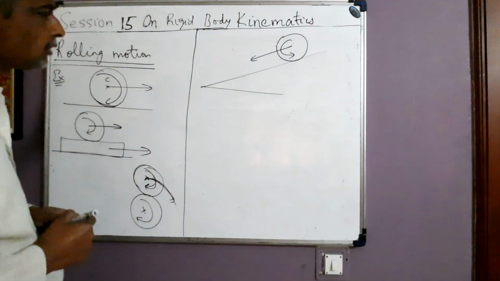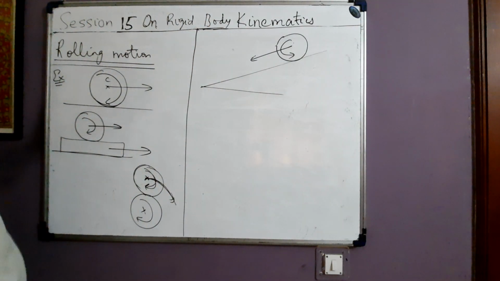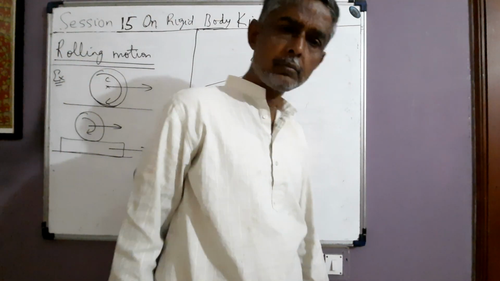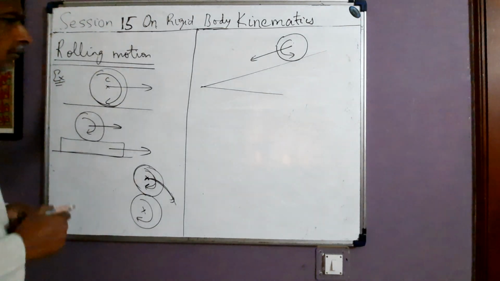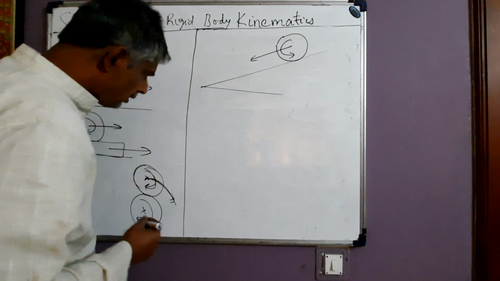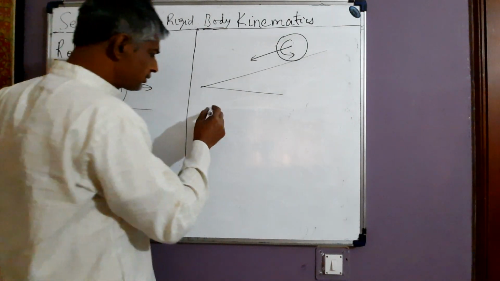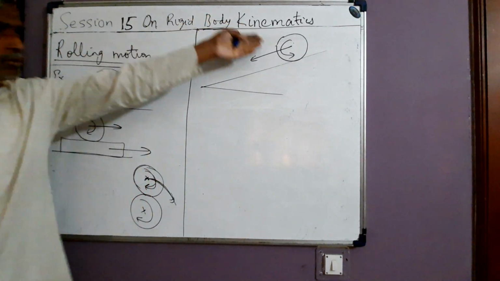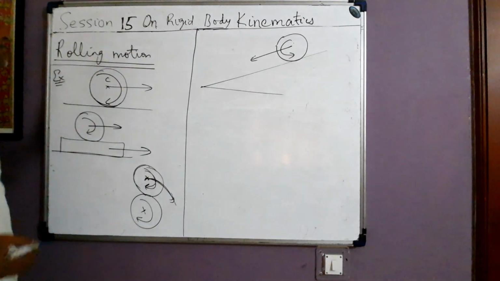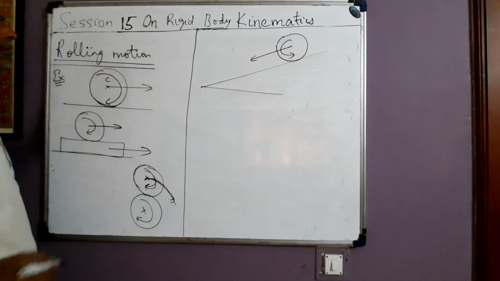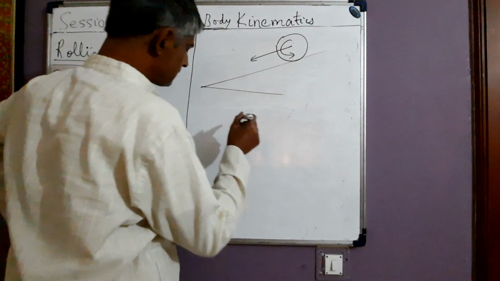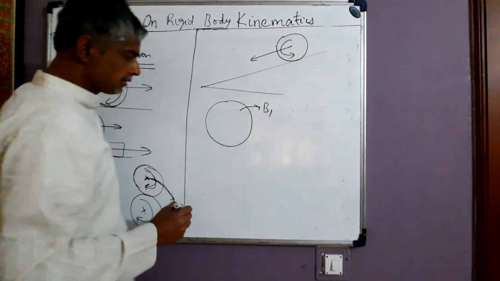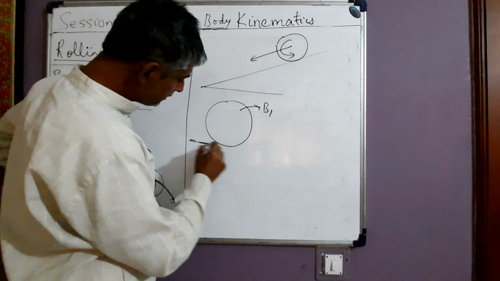Now one more point you must note down. How do we formally define what is rolling motion? We can define it in this way. Suppose we are given two rigid bodies. We can take any of these examples to define rolling motion. Suppose there is a rigid body B1, and it's moving over another rigid body B2.